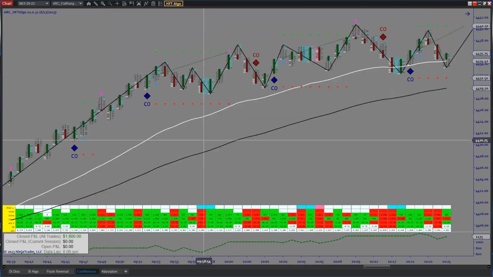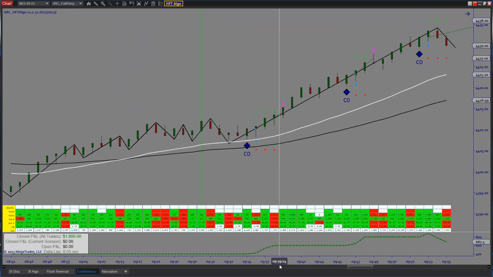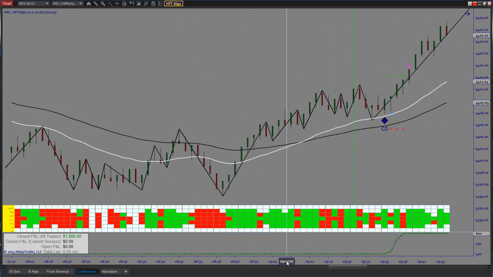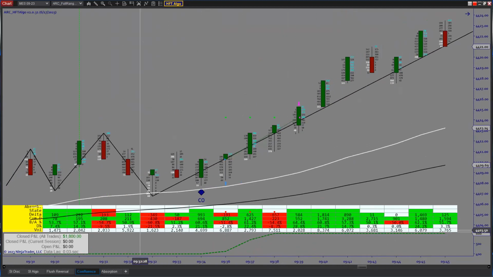Let's take a look at the confluence signals. Which way is our market going? Long. Which way should we trade? Long.